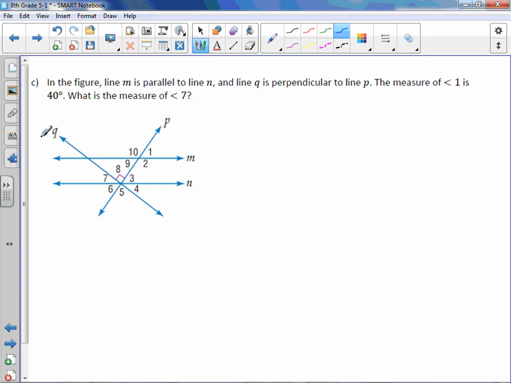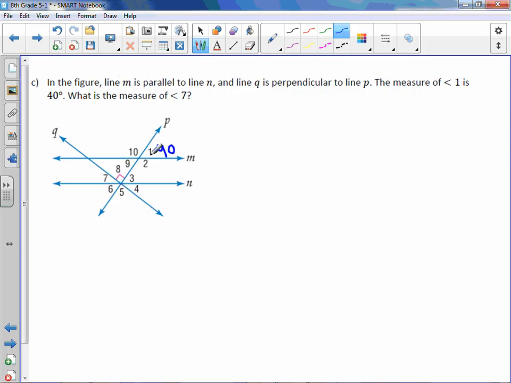In the figure, line M is parallel to line N, and Q is perpendicular to line P. If the measure of angle 1 is 40, what is the measure of angle 7? So we have a lot going on here. First thing, I'm going to label this 40 degrees. In fact, I'm going to label a bunch of stuff. So here we go, a bunch of angles to help us get to 7.